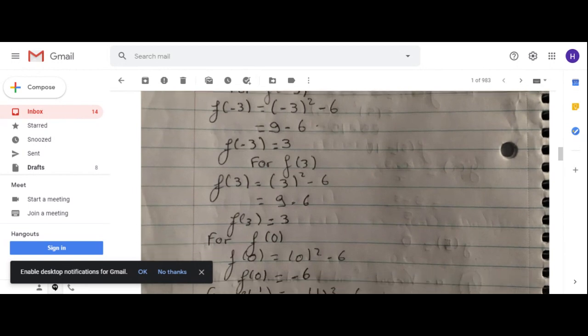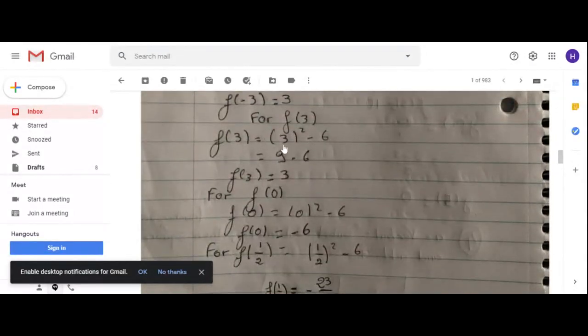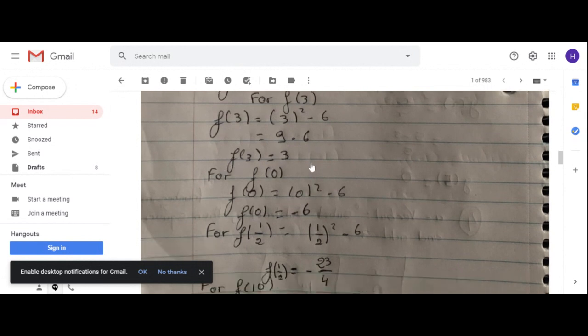Perfect. Okay. So f of -3 is 3. So I'm gonna do f of 3 now. So I'm gonna replace x by 3. 3 squared is gonna be 9, minus 6, it's gonna be 3. So we notice that f of -3 and f of 3 have the same answer.